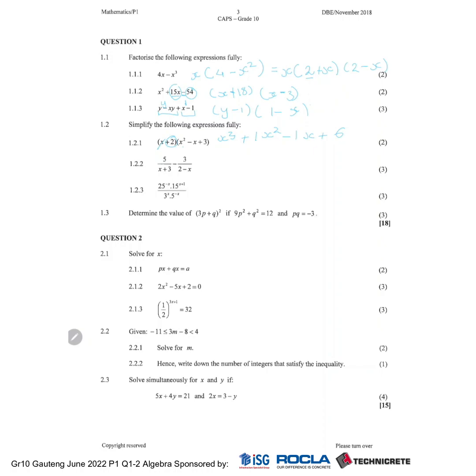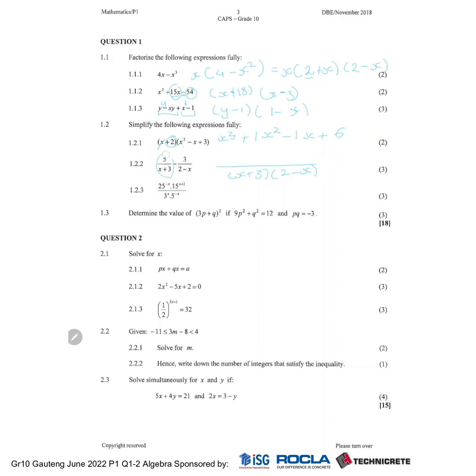Now for the next question, we can see it's a fraction. Now in algebra, how we deal with fractions is we try to get a common denominator. So the common denominator for this fraction will be x plus 3 to minus x, okay? So how we get that, we times 2 minus x times 5, which will give us, give me a second. So common denominator is x plus 3 to minus x.